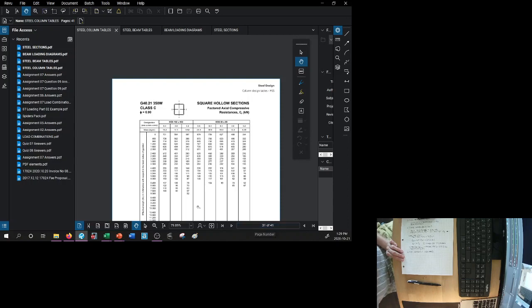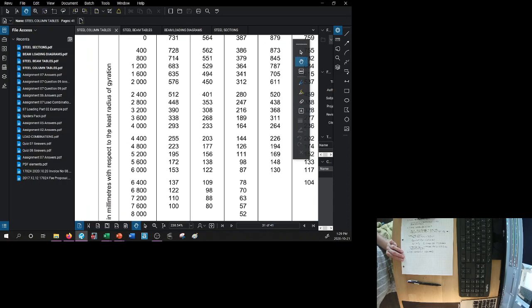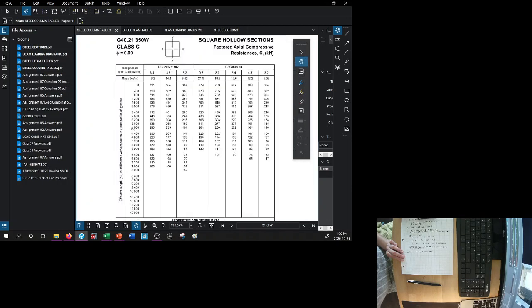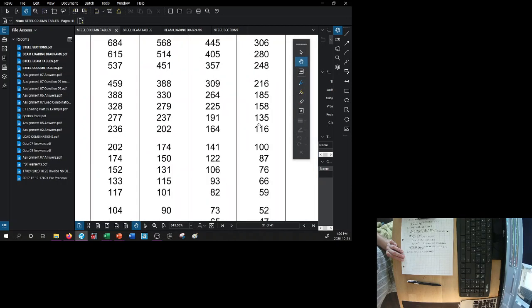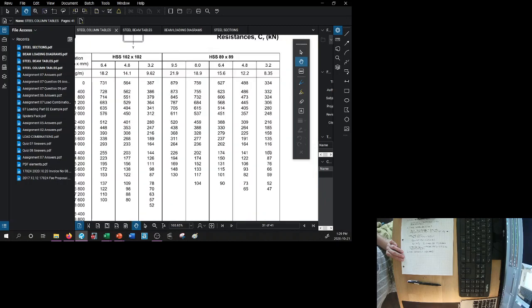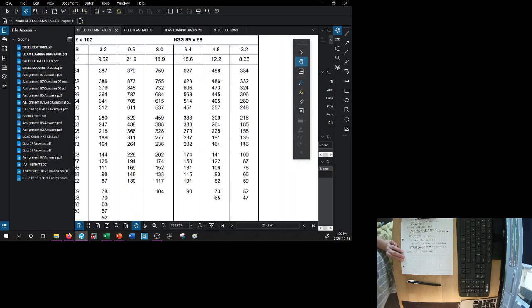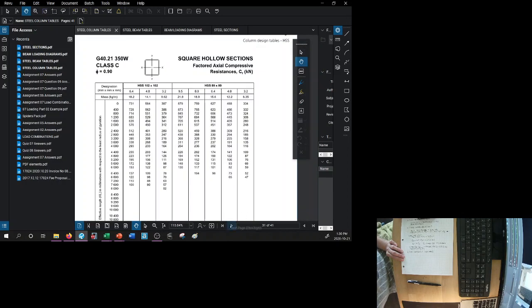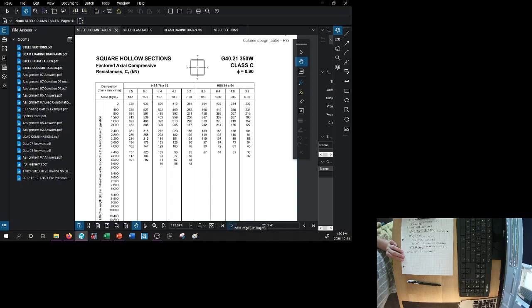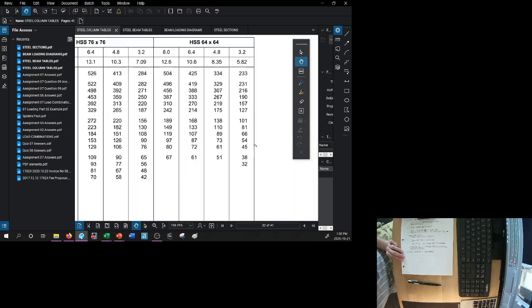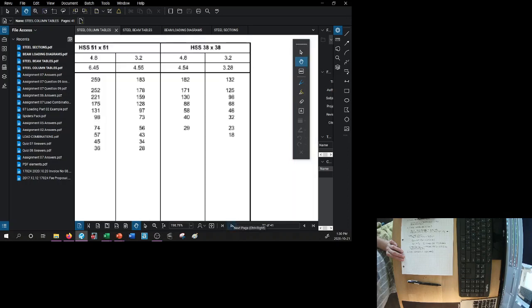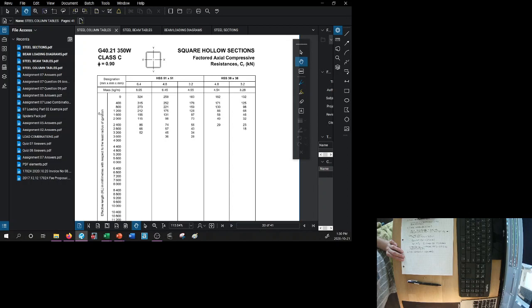So this seems pretty good. Now we know we're only talking about something 4 meters tall. So we want a compressive load around 4 meters, and we want the lightest one that works. So at 4 meters, we've got, well, these all seem to work. This looks like the, okay, so that worked.